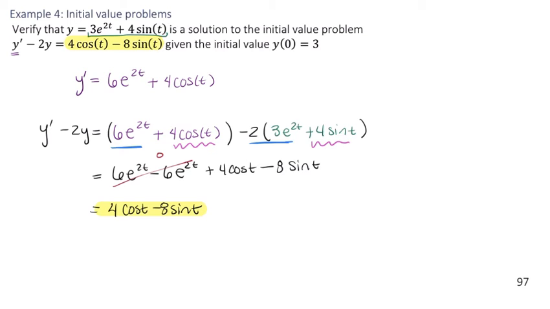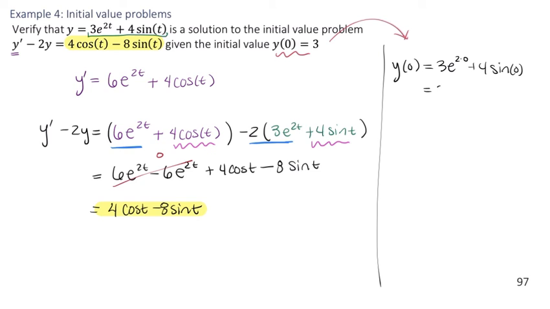Now let's just verify that this initial condition holds. So for this, let's do that over here. Y of 0 is equal to 3 e to the 2 times 0 plus 4 sine of 0. This is 3 times 1 plus 4 times 0. It's just 3. And we're done.